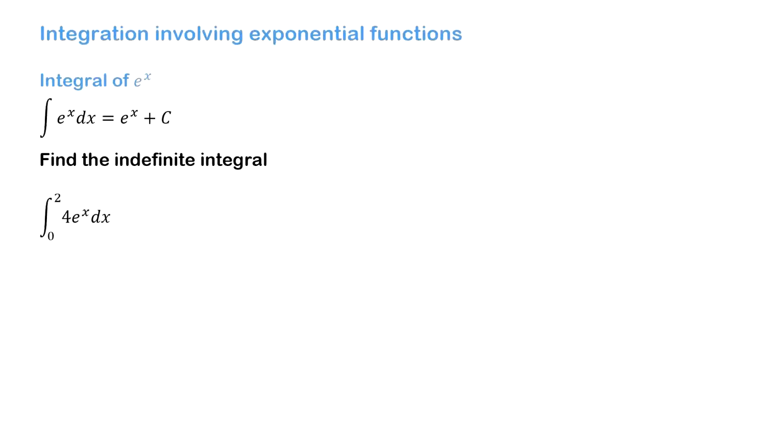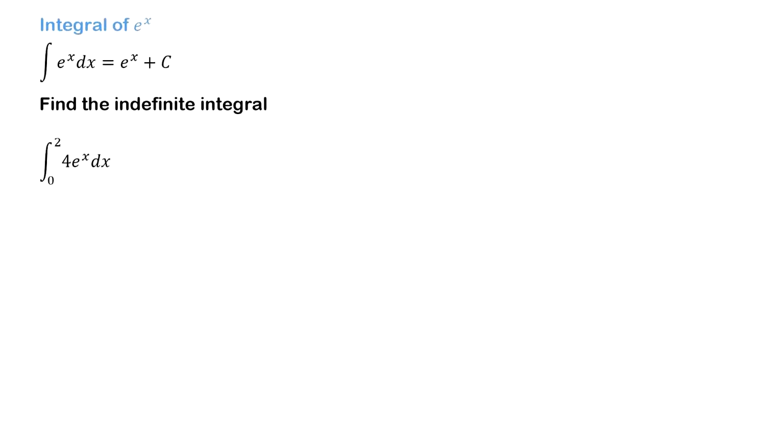So the first thing we're looking at is just a basic exponential function, e to the power of x, and we need to find the indefinite integral from 0 to 2 for 4 e to the power of x dx. So it's good to write down the formula. Yes, it is above here, but I always like to write it out.